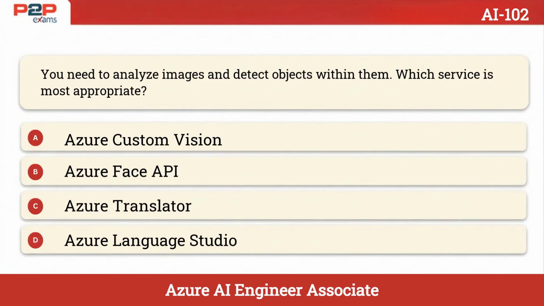Question 2. You need to analyze images and detect objects within them. Which service is most appropriate? A. Azure Custom Vision. B. Azure Face API. C. Azure Translator. D. Azure Language Studio. Think carefully before answering.